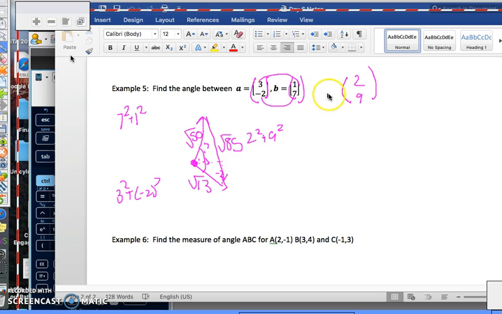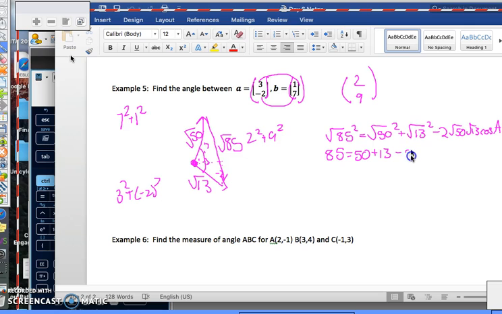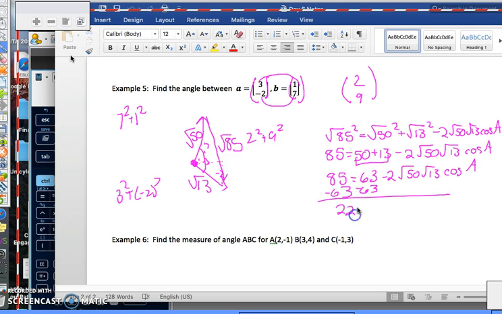And now we could use law of cosines to find that angle. So we want to find this angle. So the square root of 85 squared equals square root of 50 squared plus square root of 13 squared minus 2 square root of 50, square root of 13, cosine of, I don't know, I'll just call it A. So we got 85 equals 50 plus 13, minus 2 square root of 50, square root of 13, cosine of A. We can combine those, so 85 equals 63 minus 2 square root of 50, square root of 13, cosine of A. Minus 63. So 22 equals negative 2 square root of 50, square root of 13, cosine of A. So 22 divided by negative 2, square root of 50, square root of 13, equals the cosine of A.